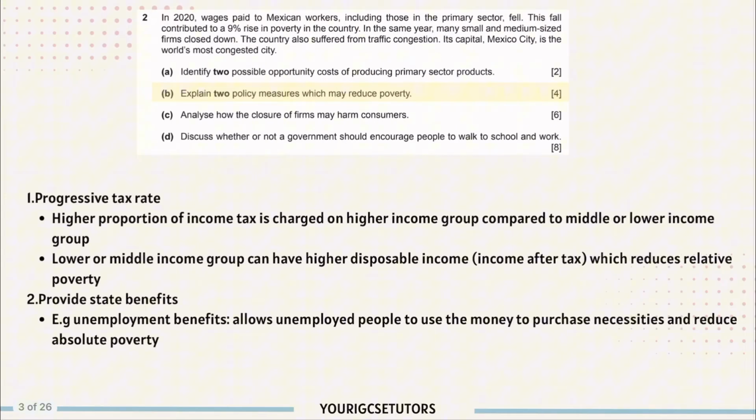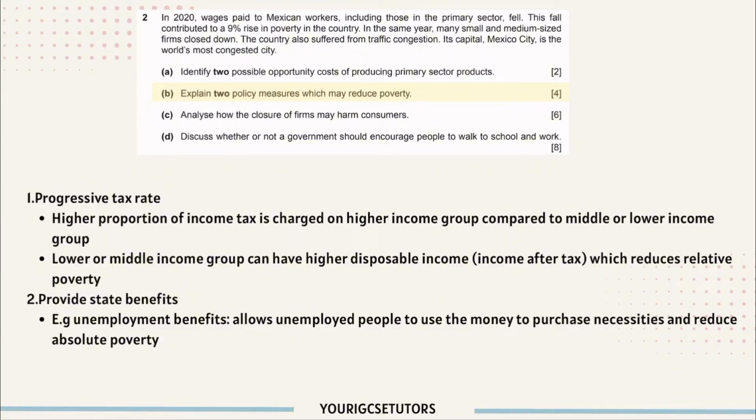Question B. Explain two policy measures which may reduce poverty. First one, you can write about progressive tax rate. Higher proportion of income tax is charged on higher income group compared to middle or lower income group. This is the definition of progressive tax rate. So you need to set out the definition first, and then you can explain what is the effect. So lower or middle income group can have higher disposable income, which is the income after tax, which reduces relative poverty.